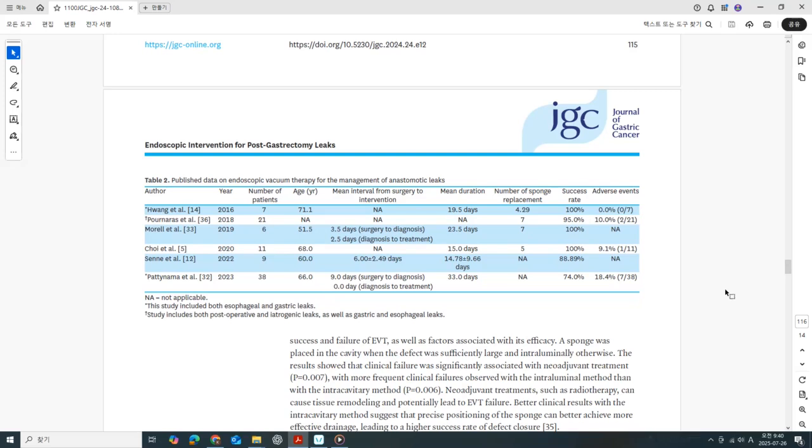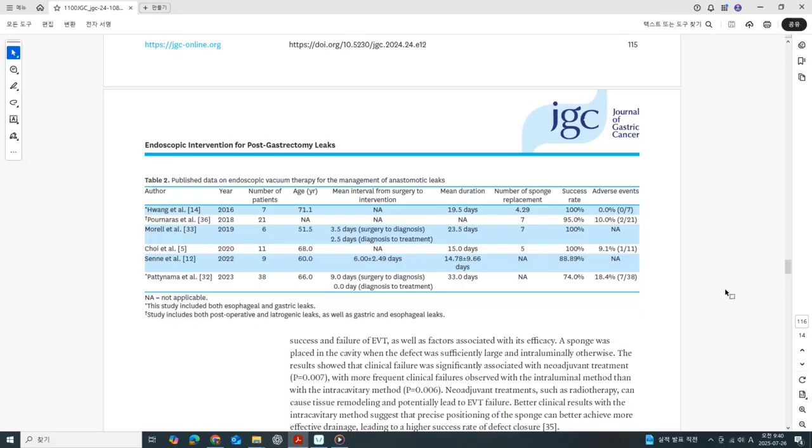Let's quickly glance at Table 2 then, which focuses just on EVT data. Does it back up these strong claims? It largely does. Table 2 compiles data from various EVT studies. You see patient numbers, age, treatment details like duration and number of sponge changes, and crucially, success rates and adverse events. And yes, you see studies like Huang et al. from 2016 and Choi et al. from 2020 reporting that 100% success rate.